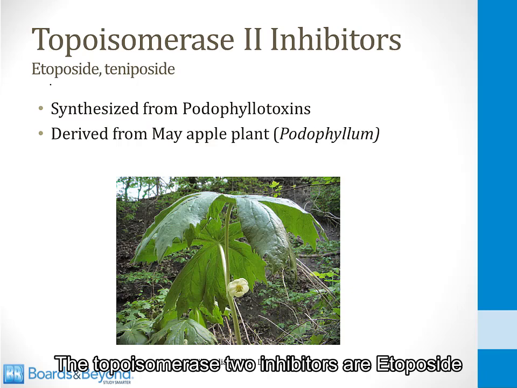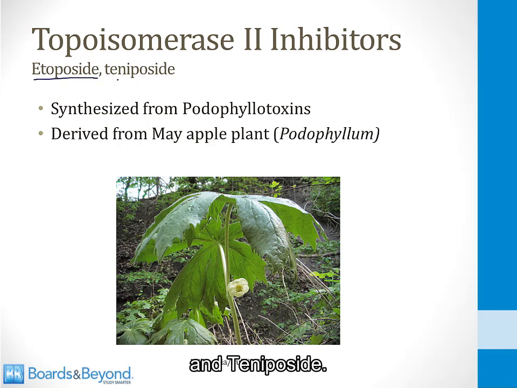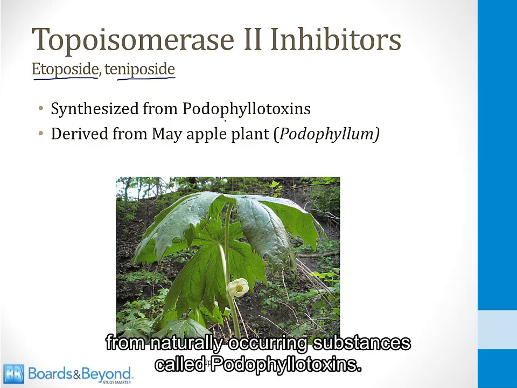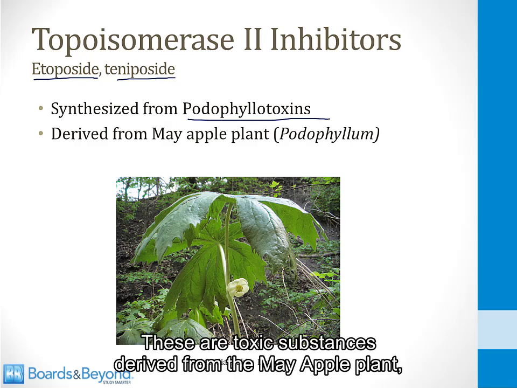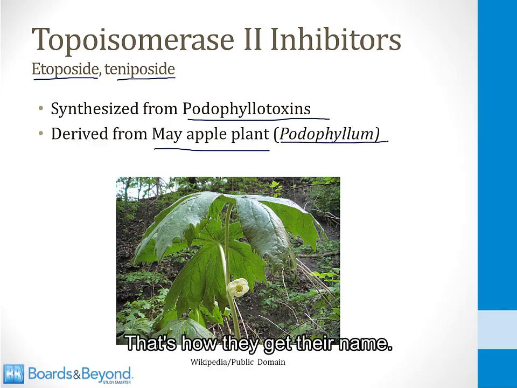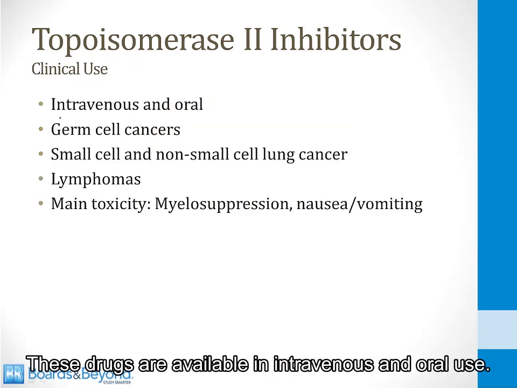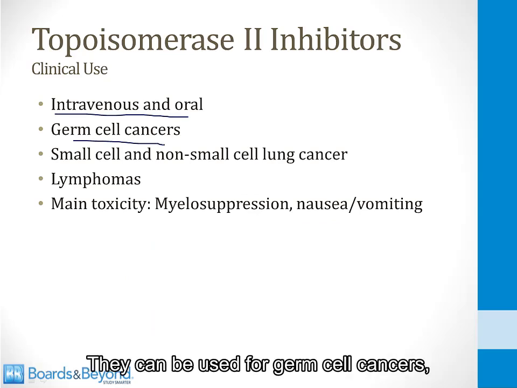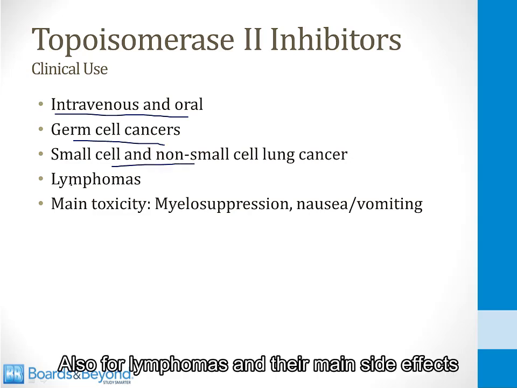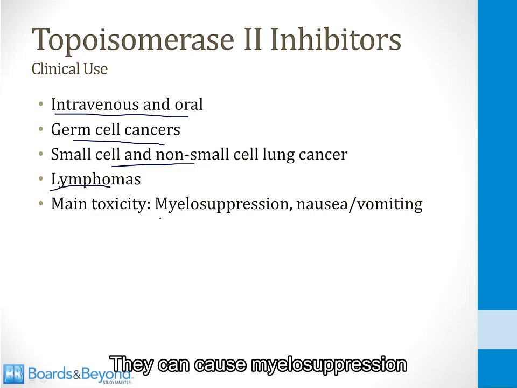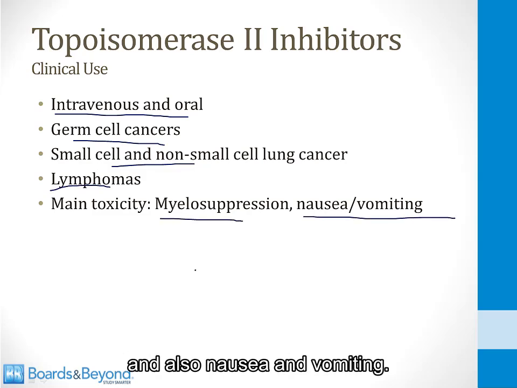The topoisomerase 2 inhibitors are etoposide and teniposide. These are both synthesized from naturally occurring substances called podophyllotoxins. These are toxic substances derived from the mayapple plant, which is called podophyllum. That's how they get their name. These drugs are available in intravenous and oral use. They can be used for germ cell cancers, for all types of lung cancer, also for lymphomas, and their main side effects are really nothing special. They can cause myelosuppression and also nausea and vomiting.